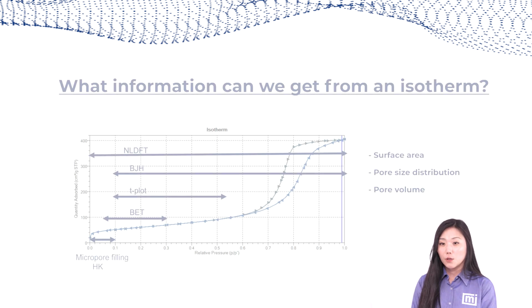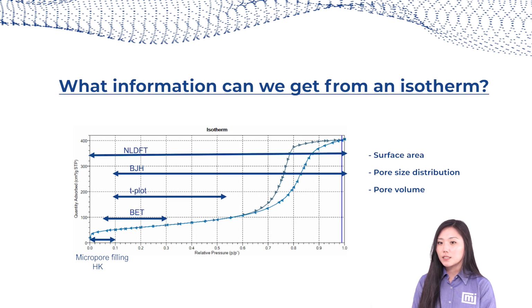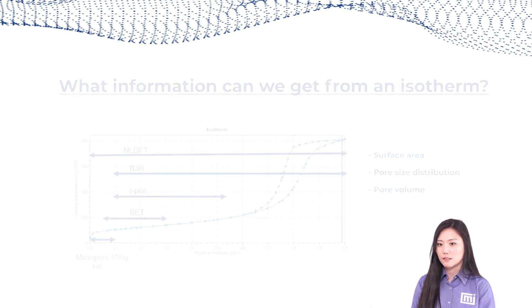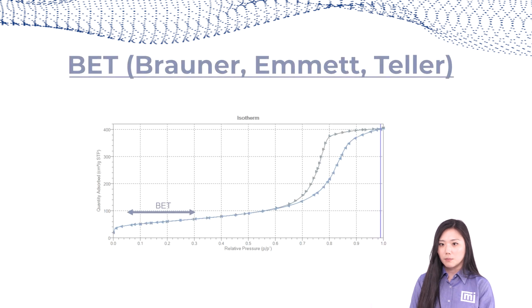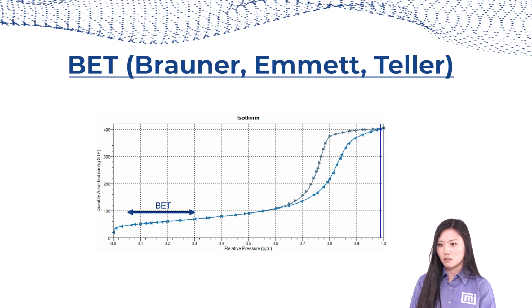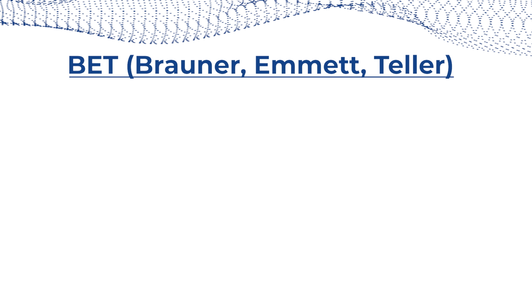So what information can we get from an isotherm? Typically, we get the surface area, pore size distribution, and pore volume using the methods that are listed on the right. We'll go over these most commonly used methods in detail in the next few slides. First, let's talk about the BET surface area. The pressure range that is commonly used for BET surface area is from 0.05 to 0.3 relative pressure, but of course this can vary depending on the sample.